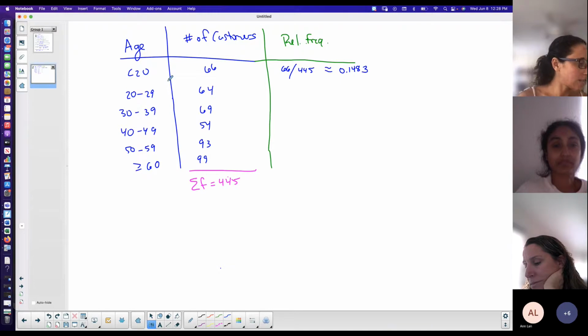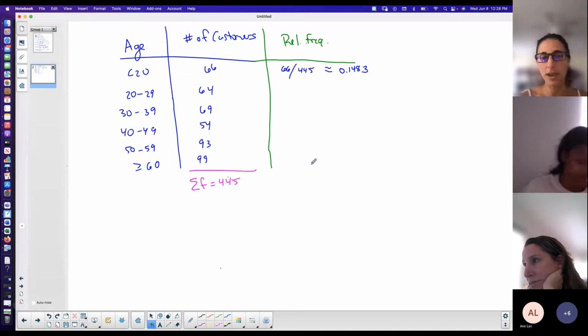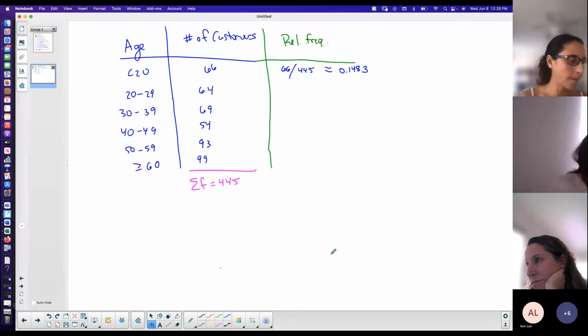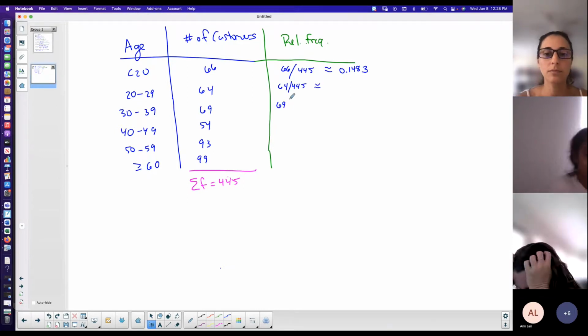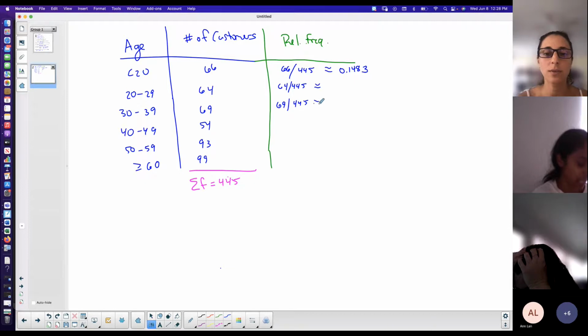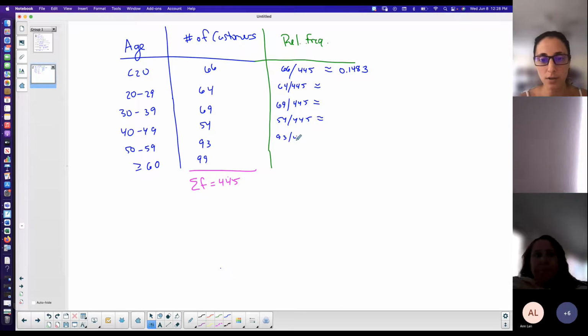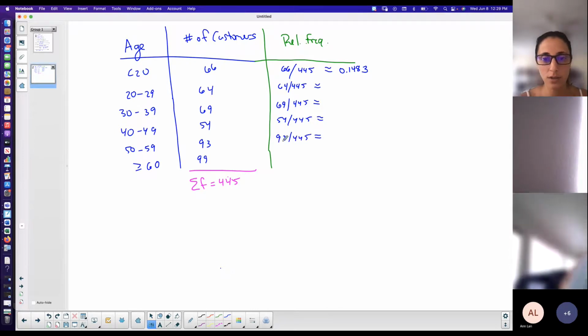Now, I'm only going to find it for each one of these because I might ask random questions about each one. So the relative frequency for the second class, or the number of customers that were between 20 and 29 inclusive, 64, right? And then I'm going to write this real fast. So I'm going to be doing this for each one, and you guys go ahead of me and do them so you can check my numbers because I'm going to do it fast.